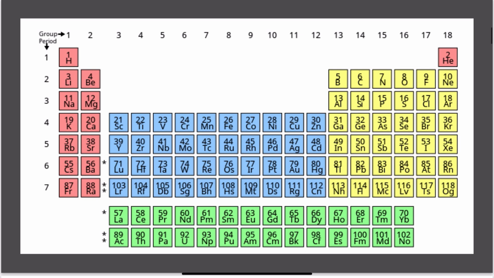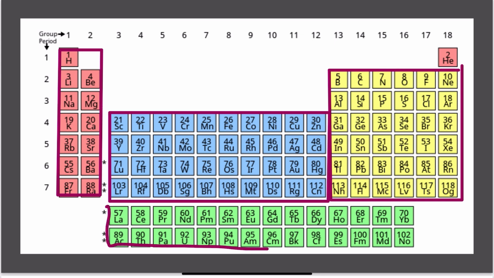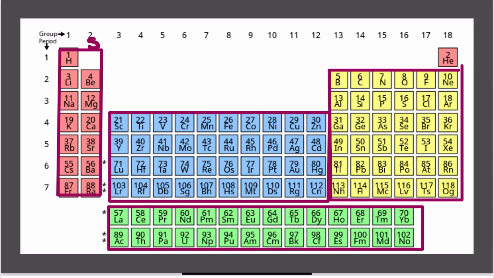So again, looking at the periodic table, I look at this as the guide to how to actually figure out my electron configuration. I know this is my S block. I know this is my P block. I know this is my D block. And I know this is my F block. So S, P, D, and F. And I know helium is hanging out right here.